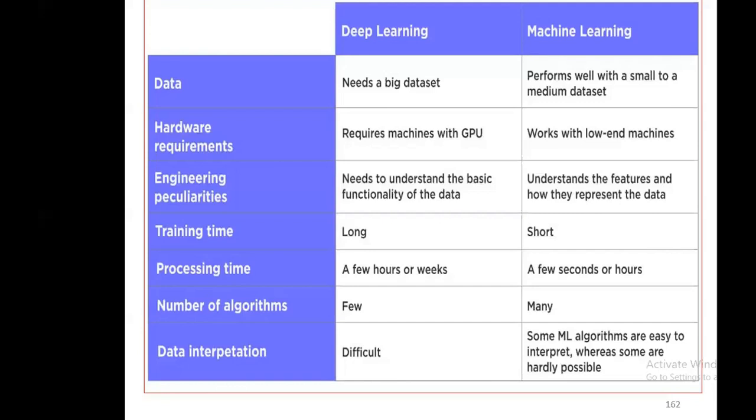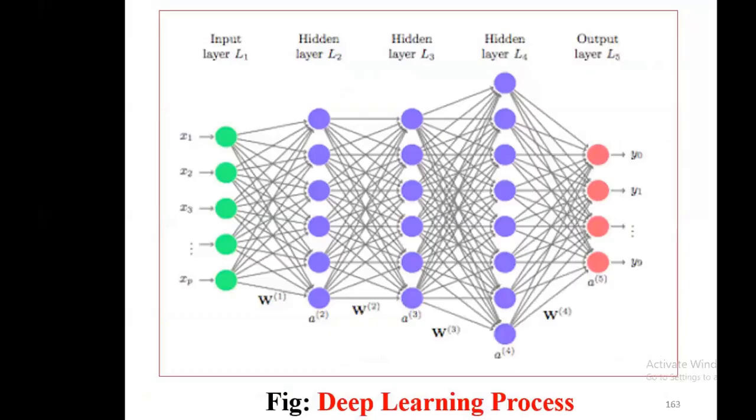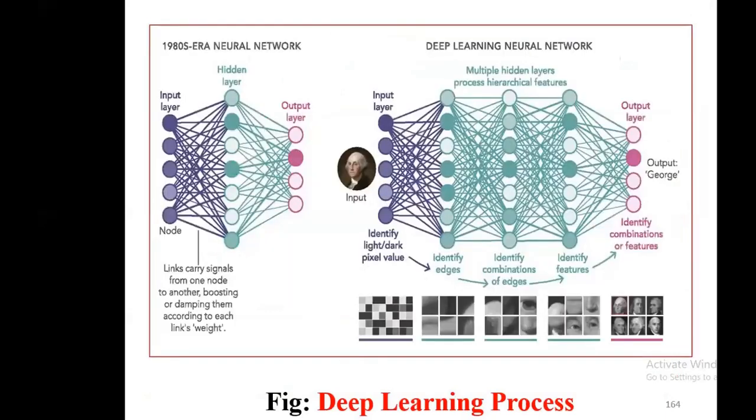So this is the deep learning process. I'm taking input layers, hidden layers, L2, L3, L4. So many hidden layers we are using in order to increase the performance levels. In the 1980s it came actually. John McCarthy and Ivan Komenko introduced the deep learning concept. Then it identifies pixel values, identifies edges, identifies combinations in order to find out a face recognition application, identifies features. Then finally we are getting the output.